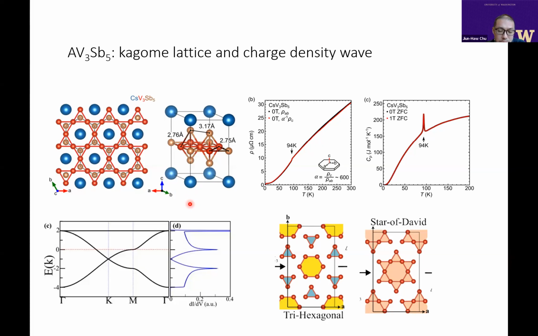As we heard from last week's talks, the real electronic structure of these compounds is not as simple as this single-orbital nearest-neighbor tight-binding model. There's much more complication. And the same is true for the case of symmetry breaking and phase transitions.